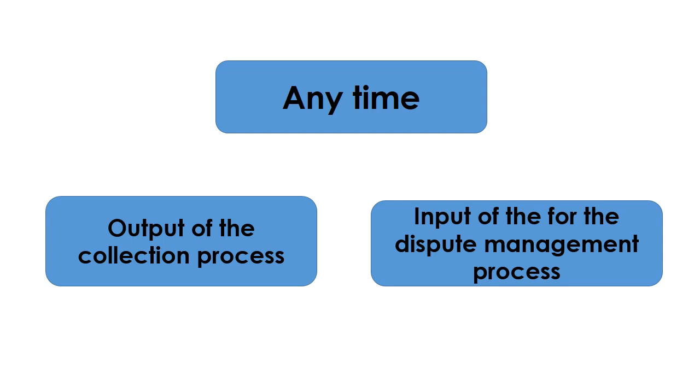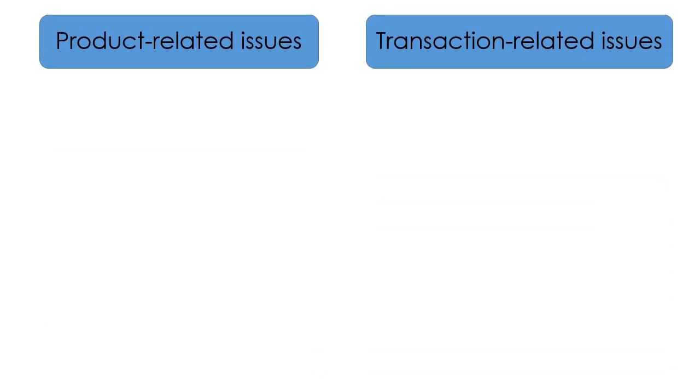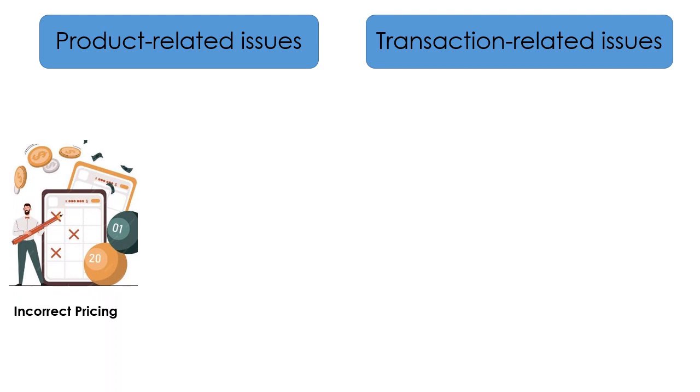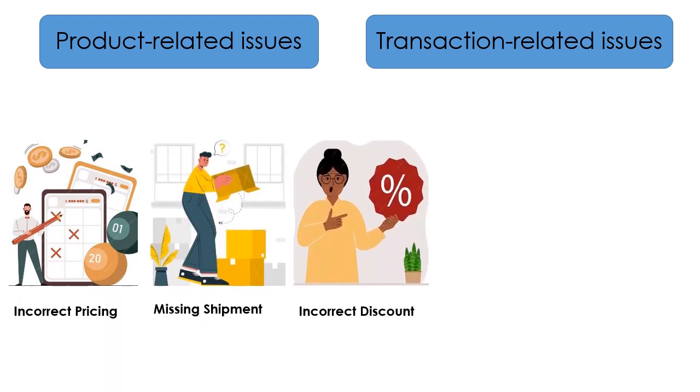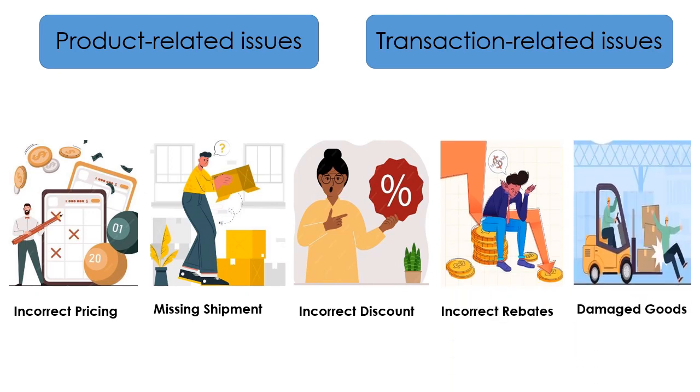For every dispute, there is a dispute owner who is responsible to resolve the dispute within an acceptable time frame or to escalate the dispute to the next level in line with the escalation process. The dispute owner investigates the dispute and verifies if the dispute is valid. Disputes include product-related issues as well as transaction-related issues such as incorrect pricing, missing shipments, incorrect discounts, incorrect rebates, damaged goods, etc.